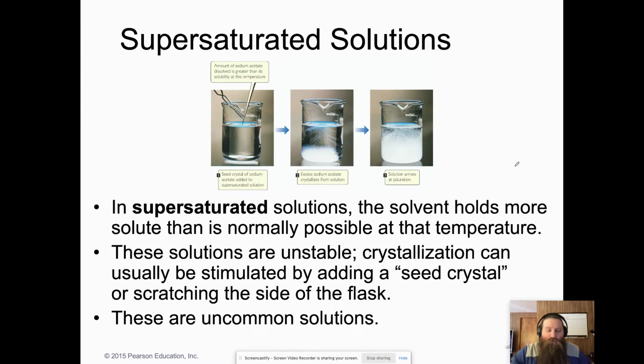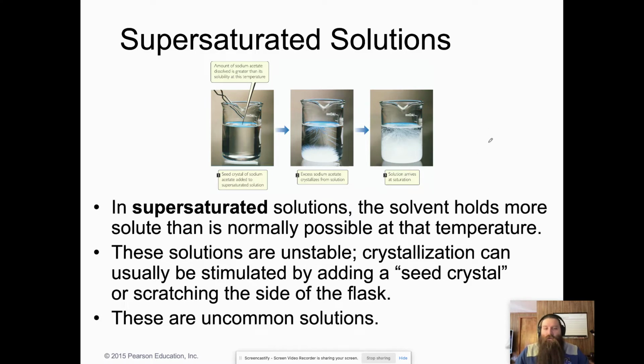Now, supersaturated solutions are uncommon to find in nature because this occurs when you have a solvent that holds more solute than is normally possible at whatever temperature and pressure that you're at. Now, these are going to be unstable. If you scratch the side of the glass, or if you drop a little tiny solid piece of whatever your solute is in there, you can force this solution to crystallize, and it usually happens very rapidly. So these are pretty cool.